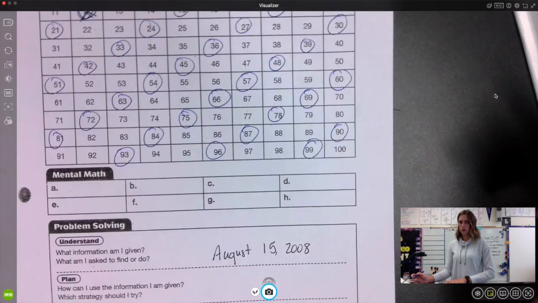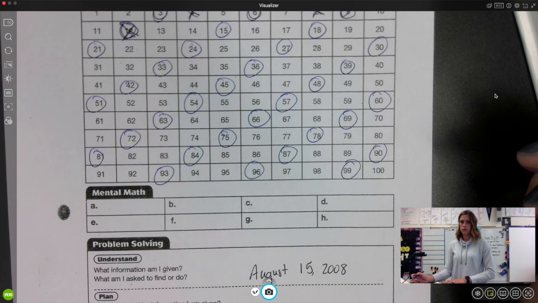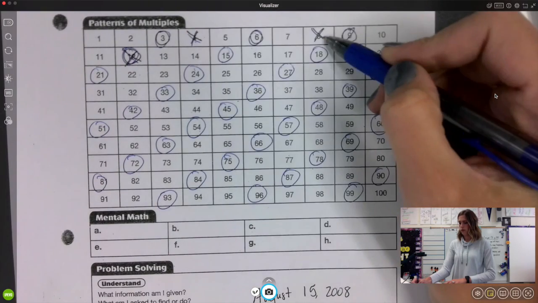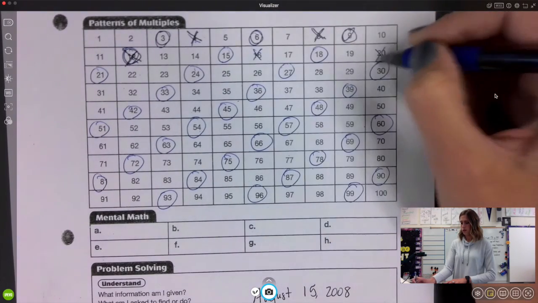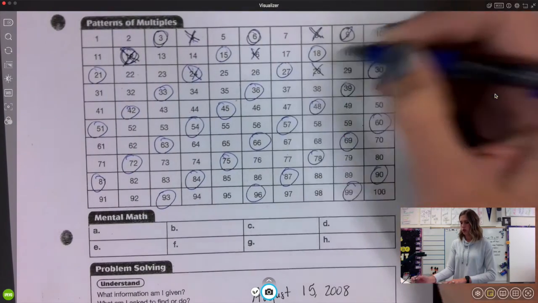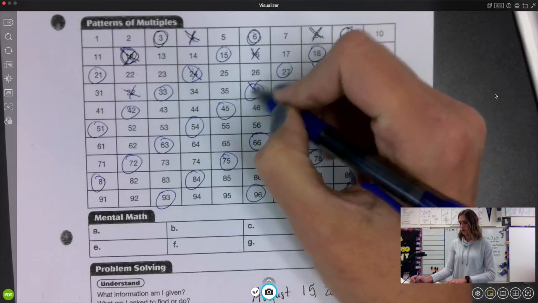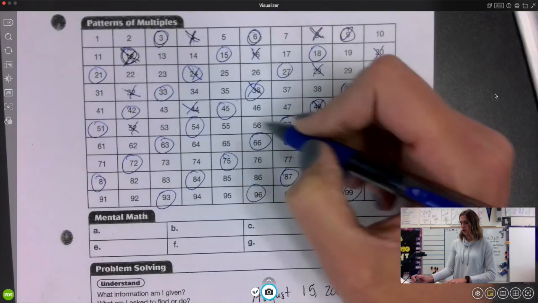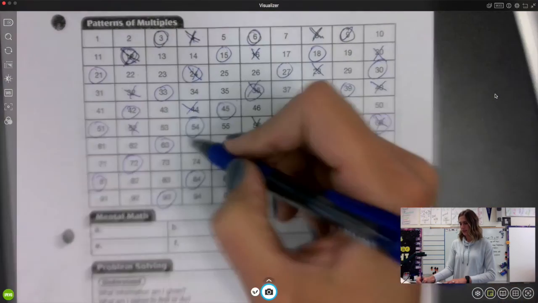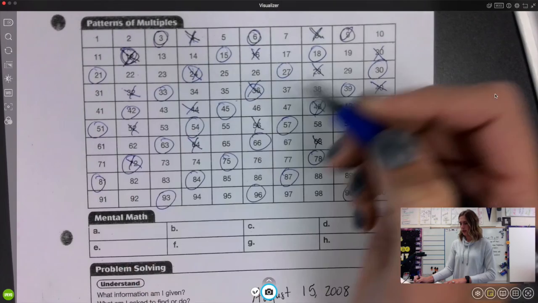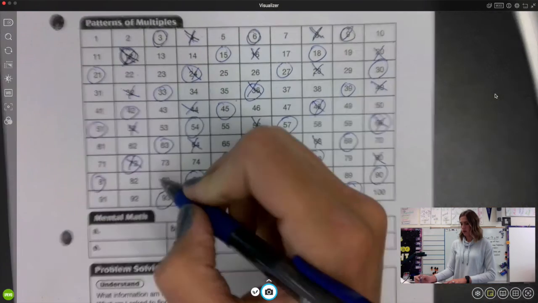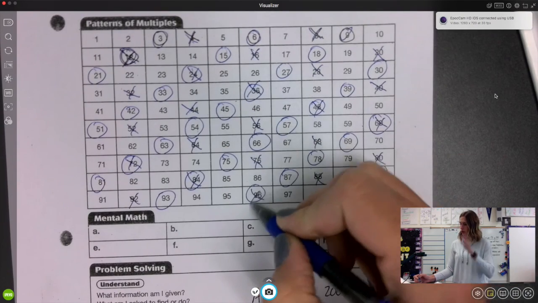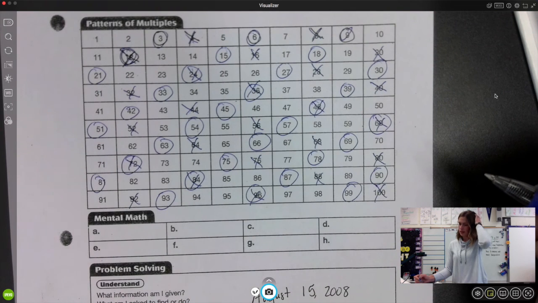Now I'm going to go ahead and do my multiples of 4. So we started that at the top already. 4, 8, 12, 16, 20, 24, 28, 32, 36, 40, 44, 48, 52, 56, 60, 64, 68, 72, 76, 80, 84, 88, 92, 96, 100.